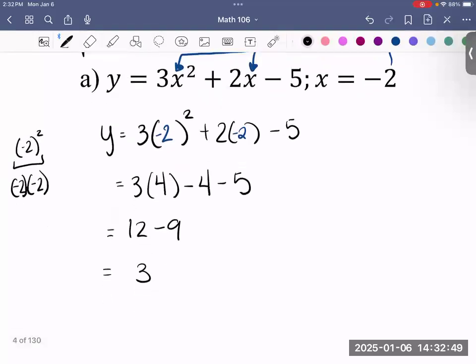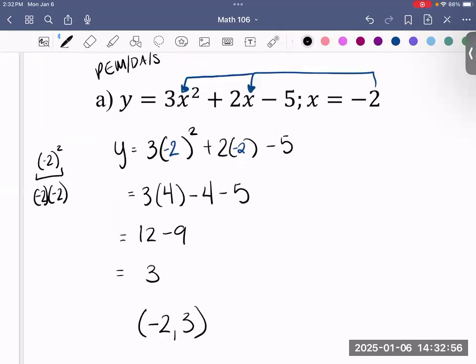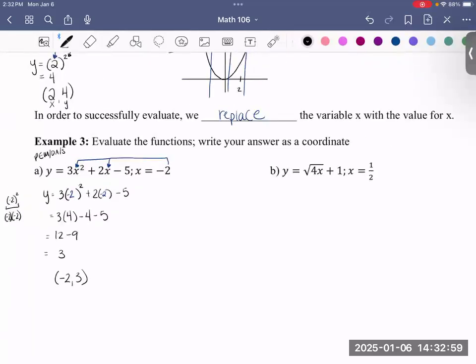So you got 12 minus 9, which is equal to 3. So you have the coordinate, you put in a -2, and you got out a 3. This is a coordinate. Let's see if you can try it again. So pause video, try it out.